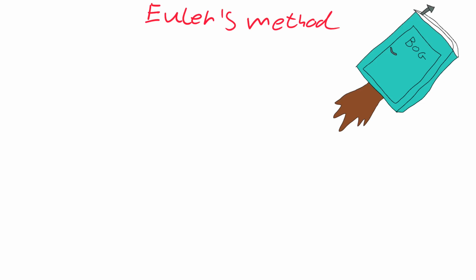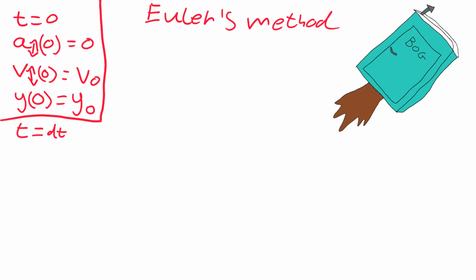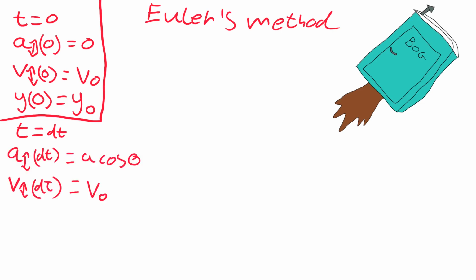To keep it simple, let's just look at the uppy-down component. So to start with, let's say our initial values at time equals 0 are 0, v0 and y0. To find the speed and position a tiny bit of time dt later, all you do is work out the acceleration at dt and then take the initial speed and add the acceleration times dt.